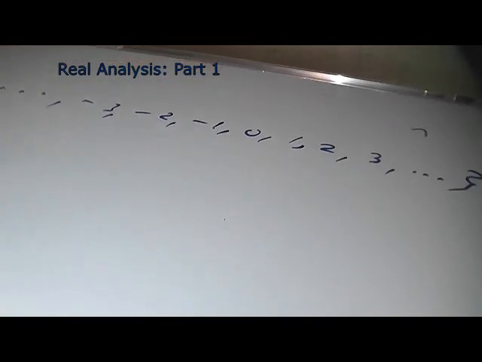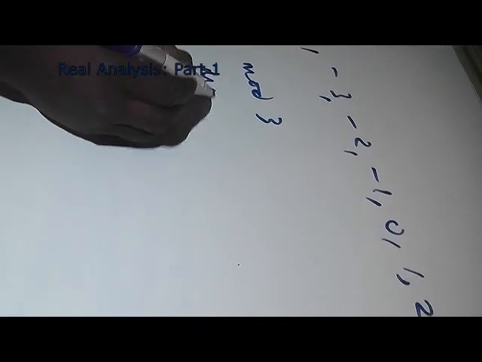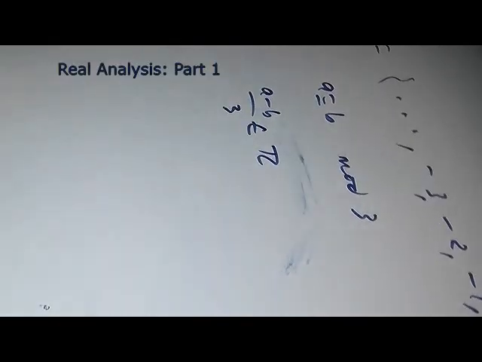Now, to partition this into disjoint equivalence classes, if we want to partition it into 3 disjoint equivalence classes, we use modulo 3. If we want to partition it into 4 equivalence classes, we use modulo 4. Into 5 equivalence classes, we use modulo 5. So, A is congruent to B modulo 3, which means A minus B is divisible by 3, where A and B belong to the set of integers.